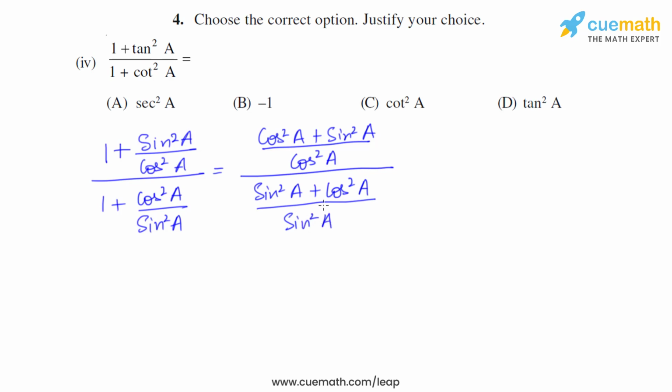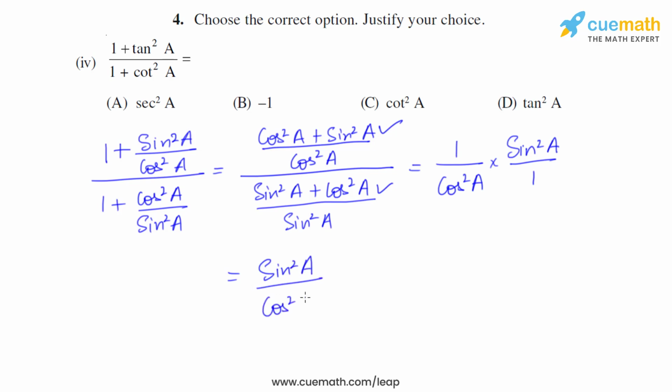Now sin square A plus cos square A is 1. So this will also be 1 and this will also be 1. So we get 1 by cos square A, and in the denominator we get 1 by sin square A. When we change it to multiplication, it will be reciprocal. So it will be sin square A by 1. So we get sin square A by cos square A, and sin by cos is tan. So we get tan square A. So the correct answer is option D, tan square A.